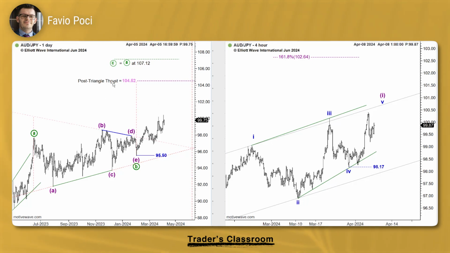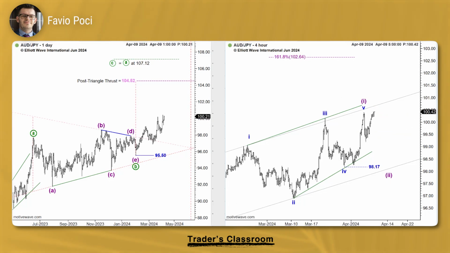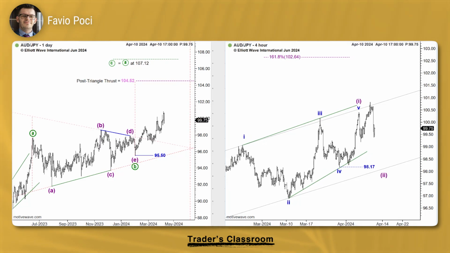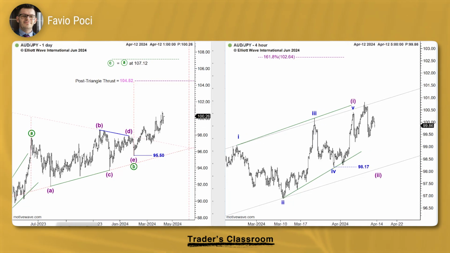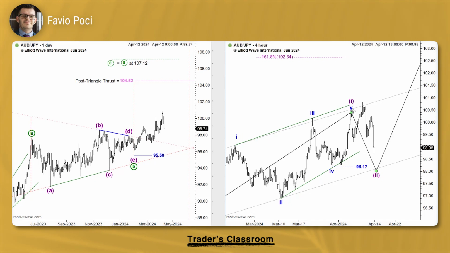We're expecting at least a rally towards 104.52. So let's just see. We have wave, I think in this case we can favor that wave 1. We tried, okay, WXY there. We have wave 2 in place.